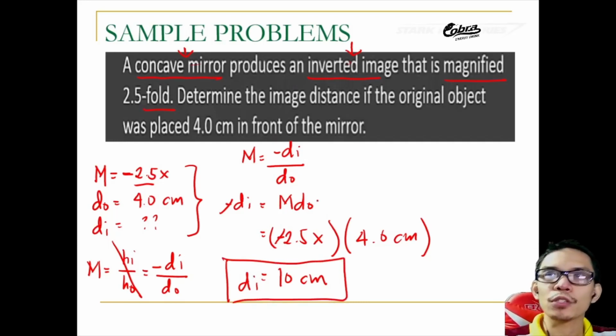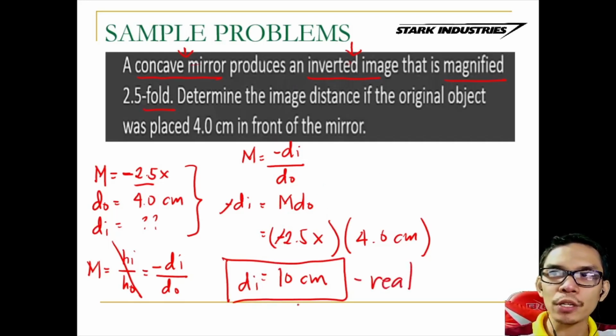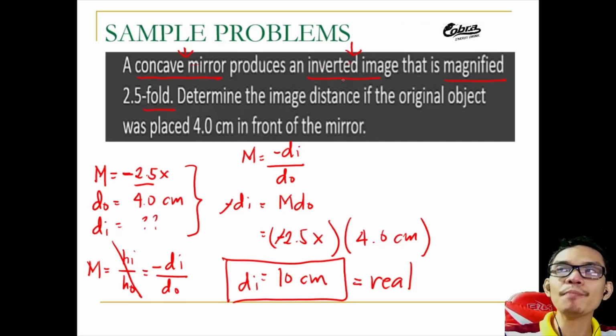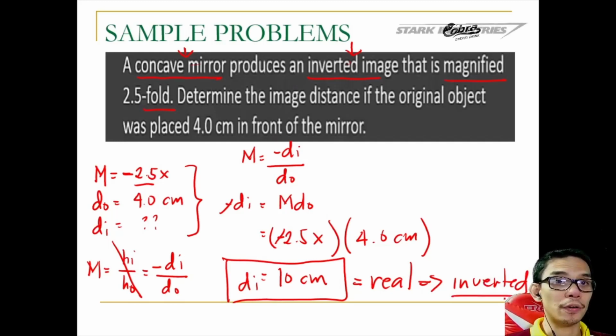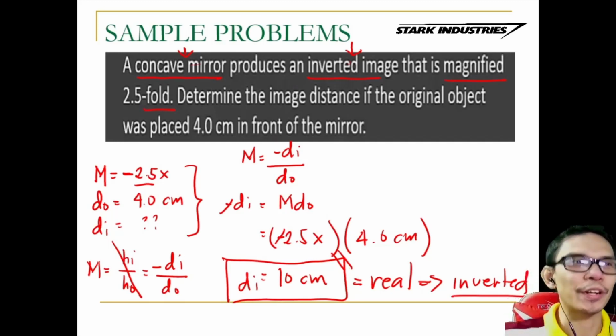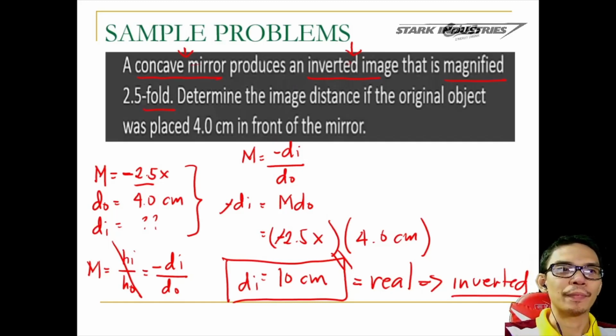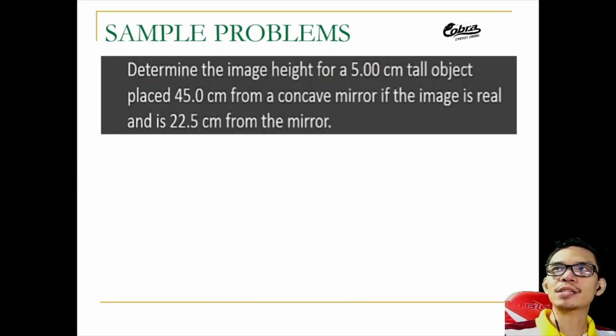So 10 cm. Let's try to analyze this one. This is a real image based on its answer, which is positive. If this is a real image, does it follow the problem? Yes. A real image yields an inverted image. So the answer that we got right here is correct. That is for the third problem. Next, problem number 4.